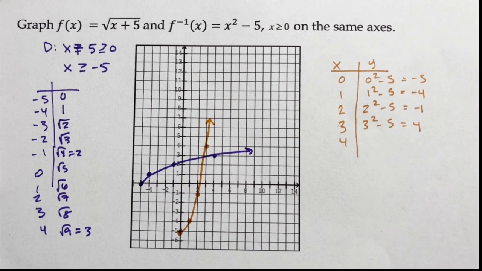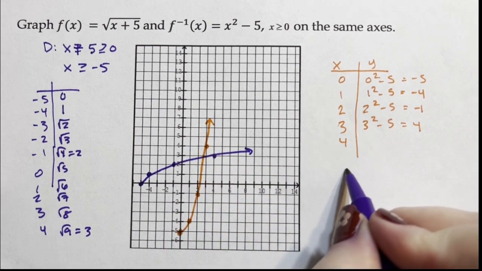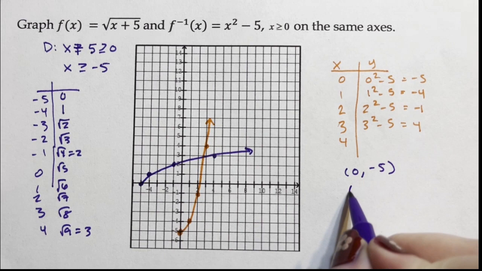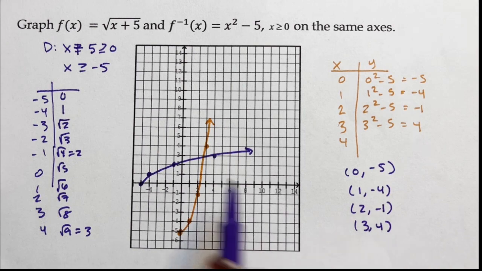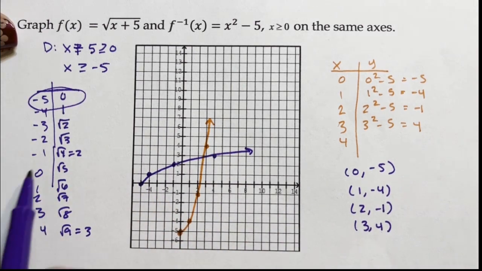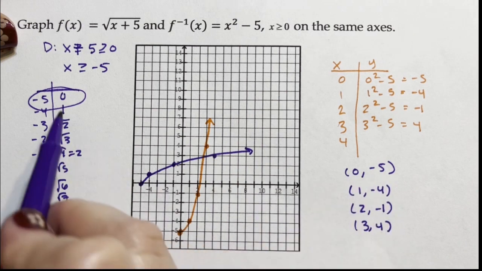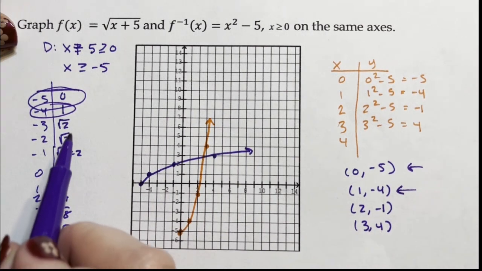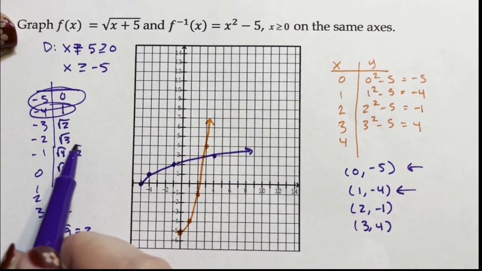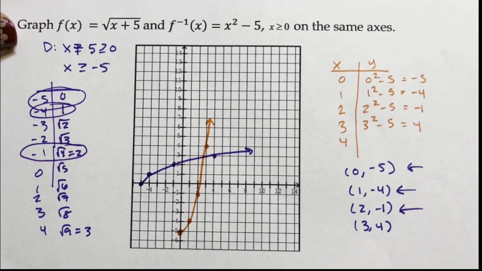Now, I want you to notice, and this is kind of fun, the points that I graphed over here were 0, -5, 1, -4, 2, -1, and 3, 4. The ones that I graphed over here were -5, 0, -4, 1, and then I didn't graph anything again until I got to 2, -1, and then I waited until I got all the way down here to 3, 4. Because in inverses, you're switching your x and y.